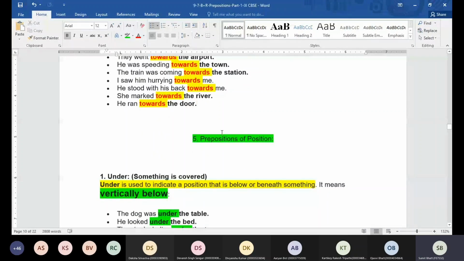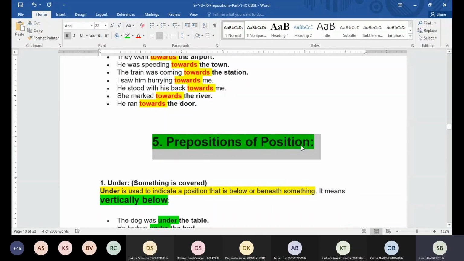Okay, now we have prepositions of position, guys. Very important, often comes in the exam, and we are often confused whether to go for under, below, underneath or beneath. So some important prepositions are coming up. Kindly pay attention. So the first one is going to be the word under.